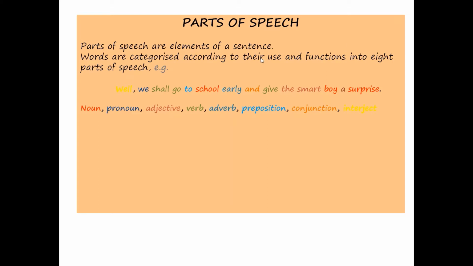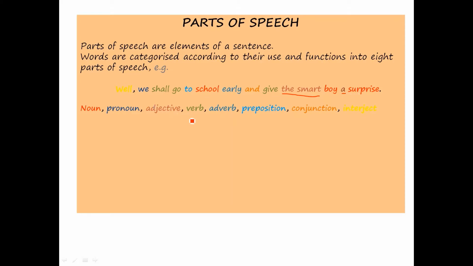How is it so? We have got school, boy, surprise, names of something. So these 3 words are nouns. And again we have got we, and we is a pronoun. We have got adjective in the form of the smart, and a and the are articles, and smart is an adjective, and the articles also are considered as an adjective.